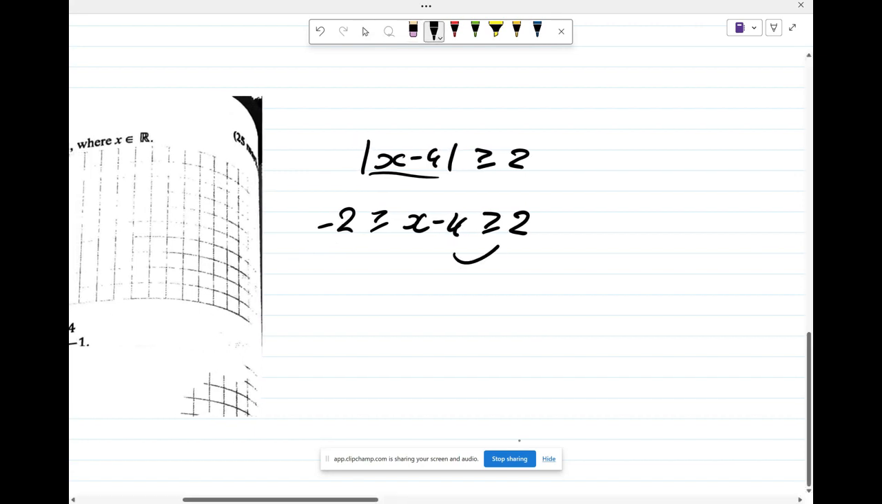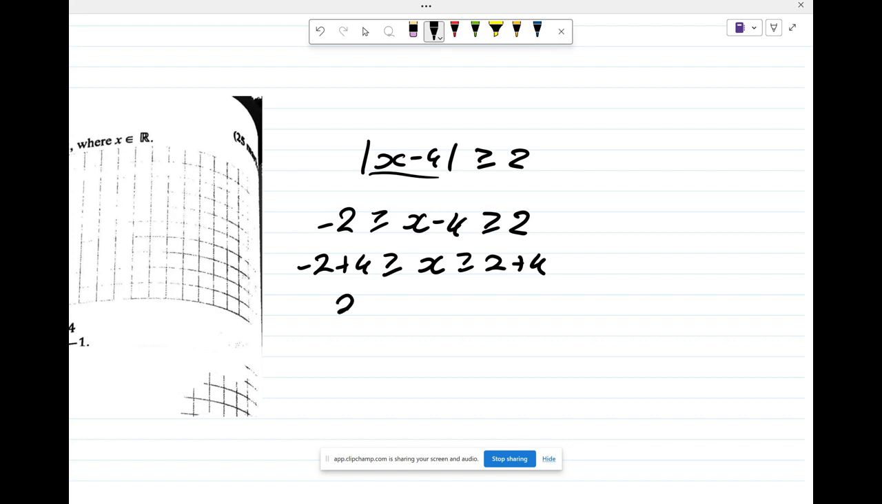And this allows us to add 4 to both sides. So we can minus 2 plus 4 greater than or equal to x greater than or equal to 2 plus 4. So that's 2 greater than or equal to x greater than or equal to 6.